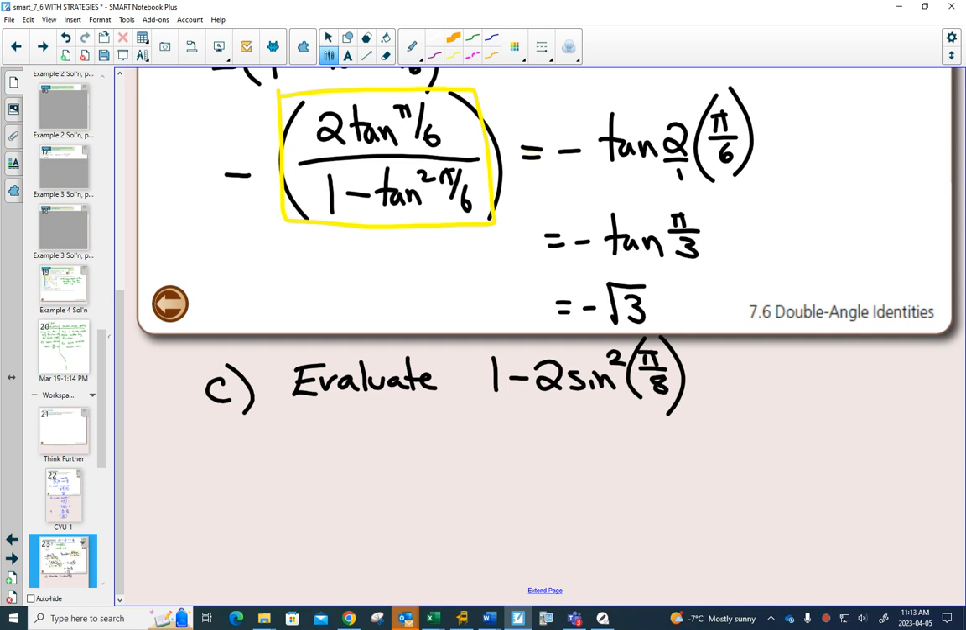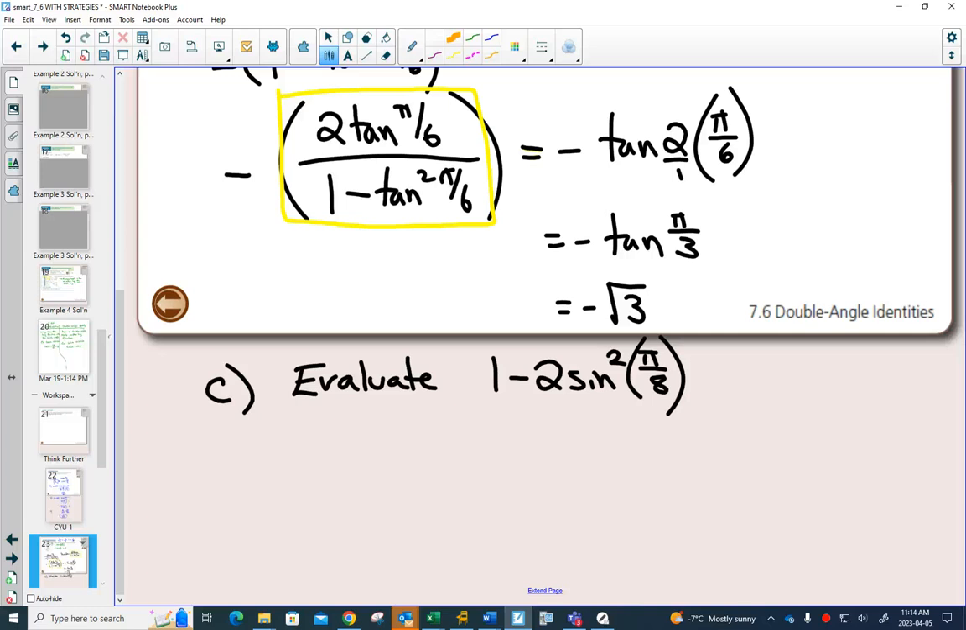One minus 2 sine squared of pi over 8. So if this is a non-calculator question, first thing you should notice is you've never seen a question with pi over 8 before. It is definitely not on your unit circle. So the only thing we're going to be able to do is if there's some sort of formula or manipulation that we can change this to.